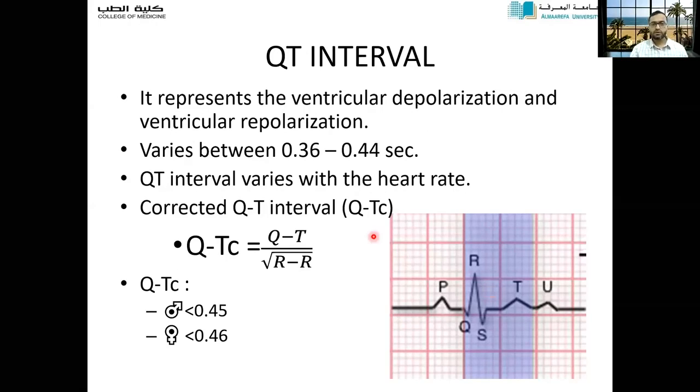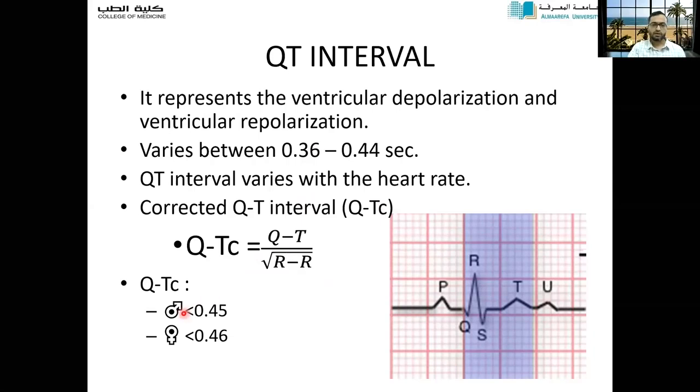The QT interval is the longest interval we have on the ECG, and this contains the whole of ventricular depolarization and repolarization together. The normal value is between 0.36 to 0.44 seconds, but it varies according to the heart rate. If the heart rate varies, the QT interval will also vary. So the correct value is known as the corrected QT interval, which comes from this formula when we are considering the heart rate.